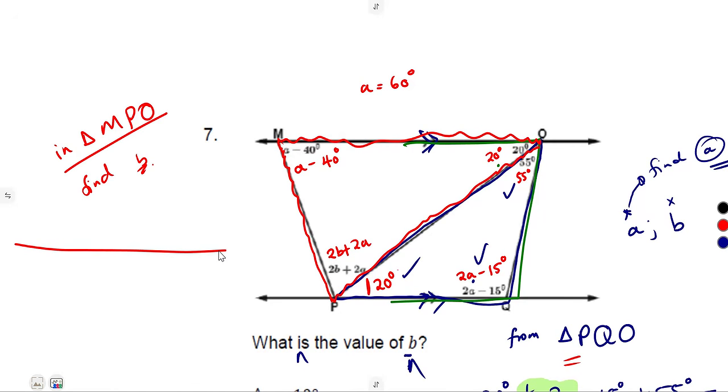Or you can just substitute the A that you have obtained in place of A. So if we substitute that, this is A minus 40 degrees. You put the A, which is 60, there. So 60 minus 40 is what? It's 20. So this whole part here is going to give us 20 degrees.